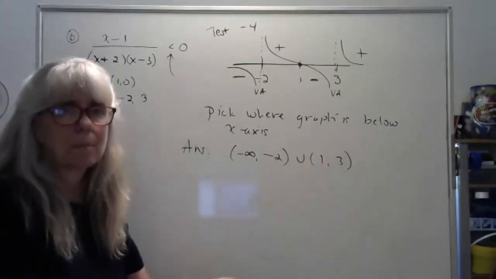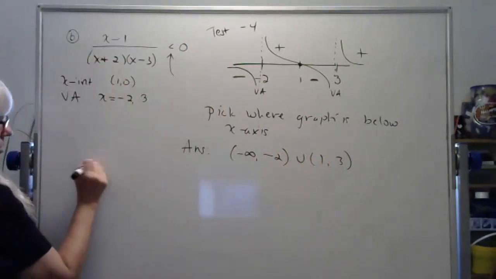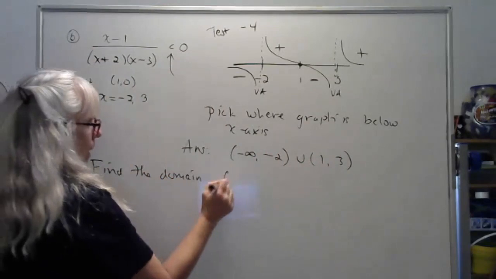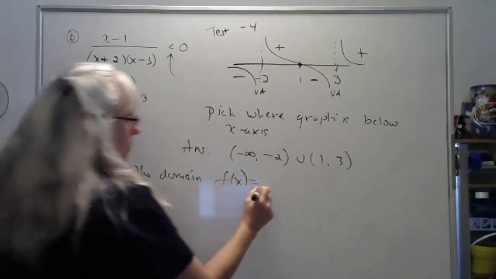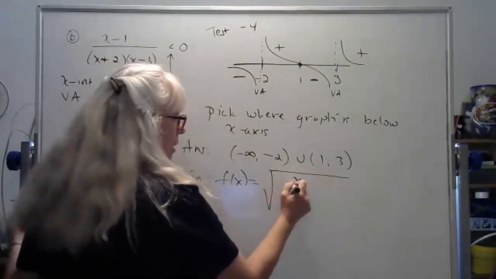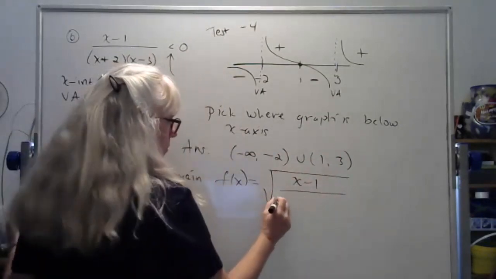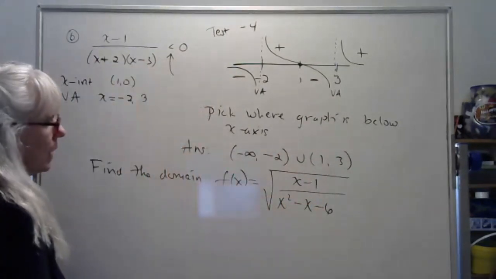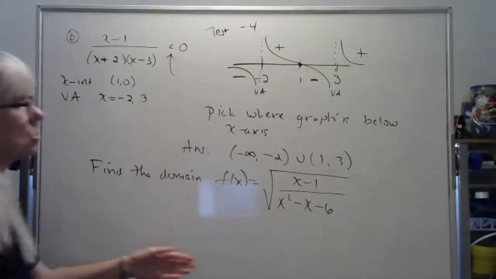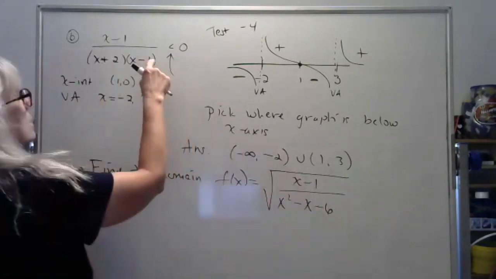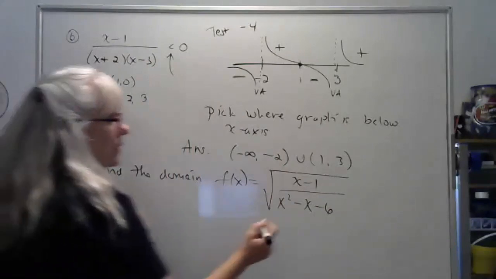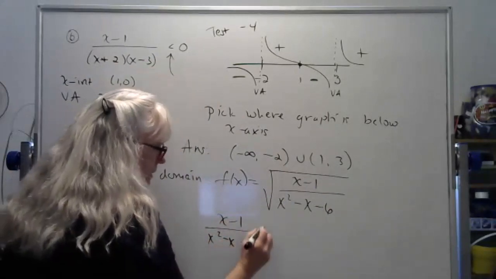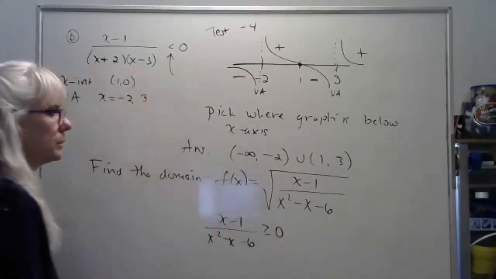So again, where you will see them in the future is they're going to come in and ask you to find the domain. They're going to hide it inside a radical. So they might do x minus 1 over x squared minus x minus 6. I just FOILed that out really quickly. So they're going to ask you to find the domain of this. So what you do is you take that inside, you set it greater than or equal to 0, right? So you would take x minus 1 over x squared minus x minus 6 greater than or equal to 0, and then solve it.